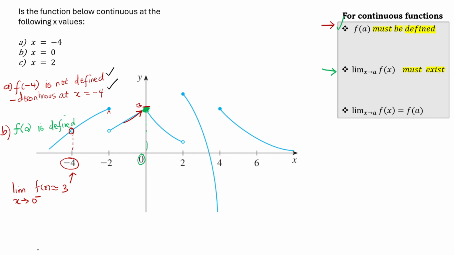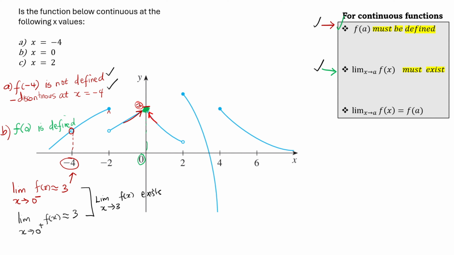What about the limiting value that we approach from the right? As we approach 0 from the right, you are still approaching the same y value, which is +3. So the limit as x approaches 0 from the right of the function is still approximately +3. These two values are equal, right? Because these two limits are equal, you can say that the limit as x approaches 0 of this function exists. So the second condition has been met.